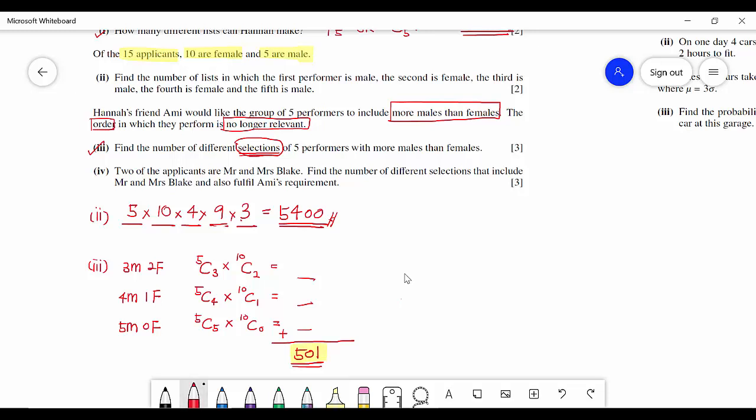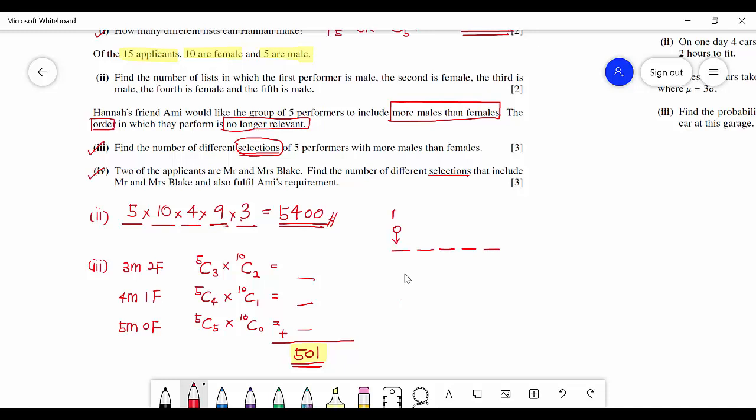Let us continue to part number 4. Further, they add on more restrictions. 2 of the applicants are Mr. and Mrs. Blake. Find the number of different selections that include Mr. and Mrs. Blake and also fulfill Amy's requirement. Again, selections, so it gives you a hint that we are doing combination here. This one seems a little bit more tricky, so maybe you can draw it out if you want. So let's say I have a male now.